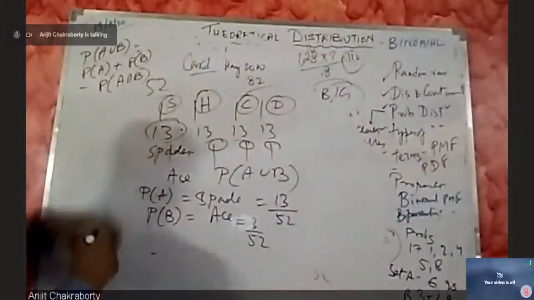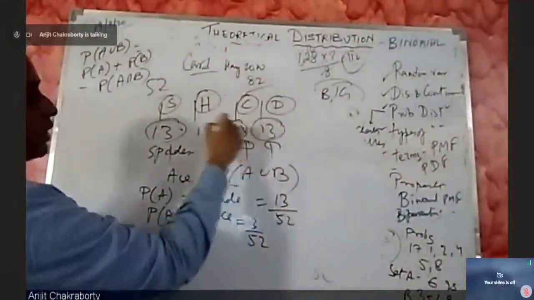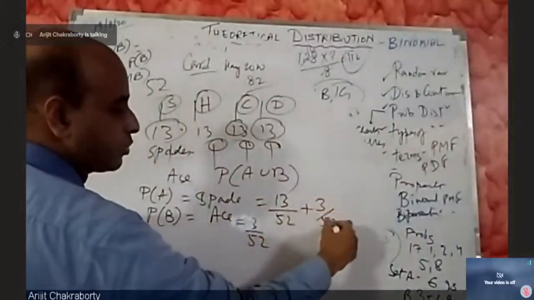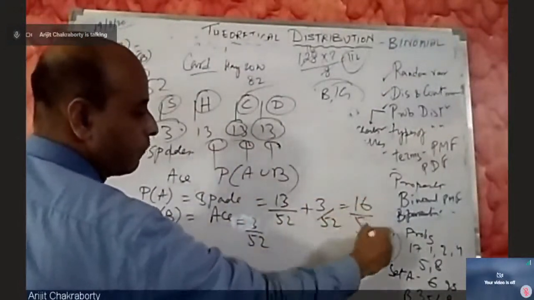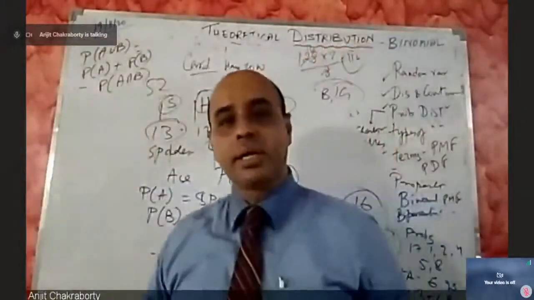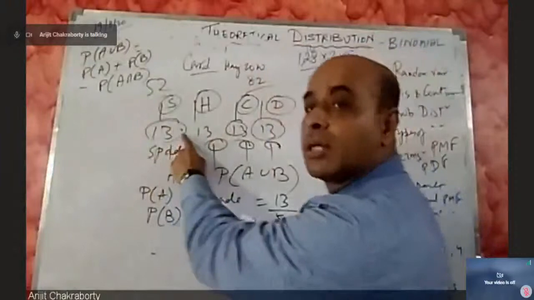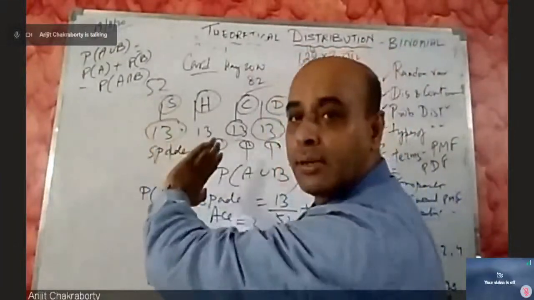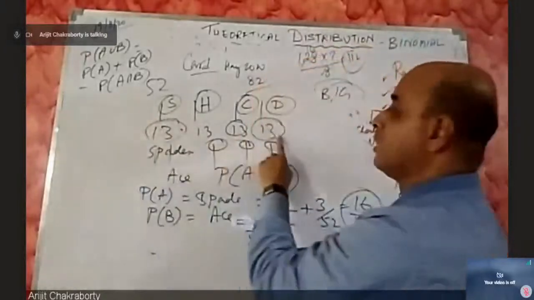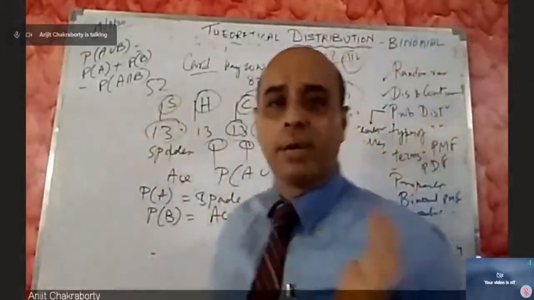So 13 spades we are considering, and we are considering the 3 other aces, 1, 2, 3. So 13 by 52 plus 3 by 52 comes to 16 by 52. I can understand your issue. Some of you were thinking that it should be not 13 but 12, because the ace should be removed. So it should be 12 by 52 plus the remaining 3 by 52, and the answer should be 15 by 52.